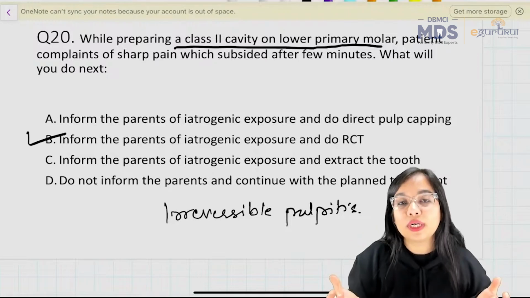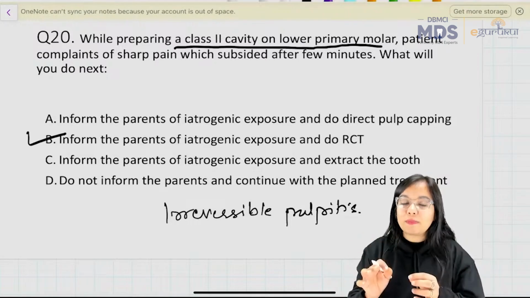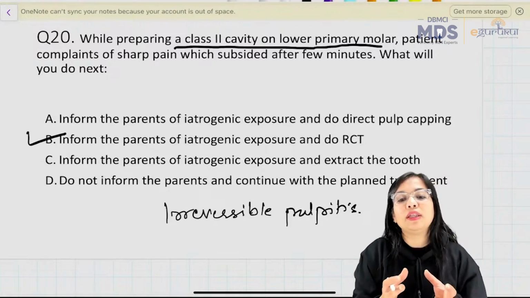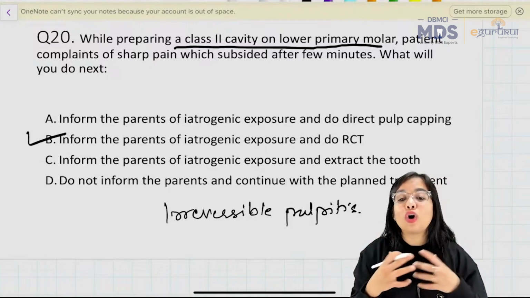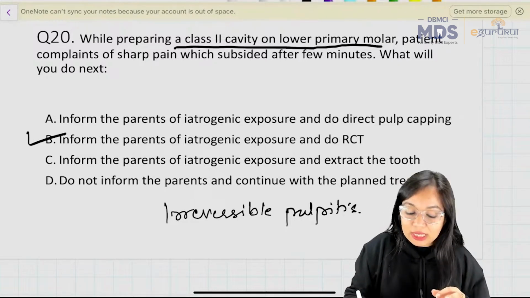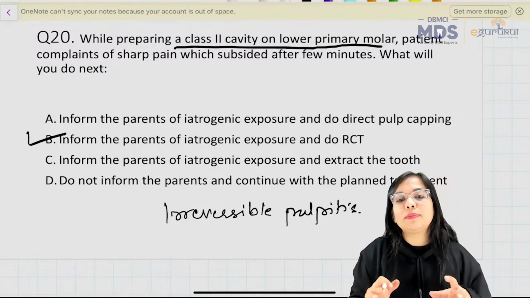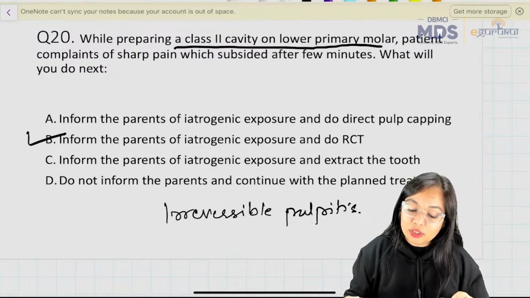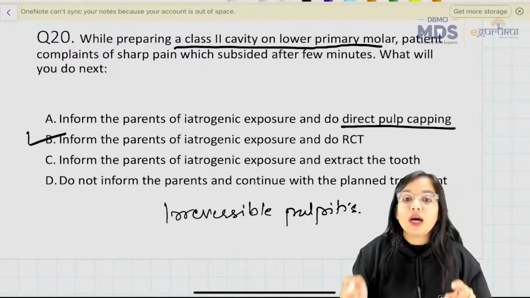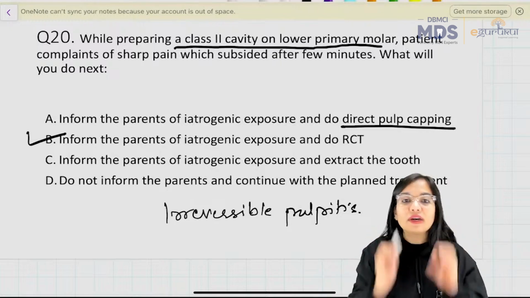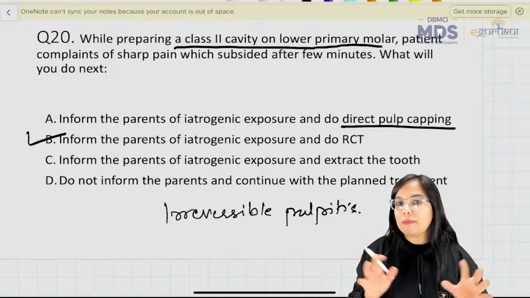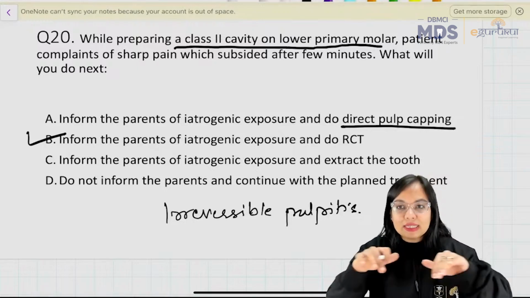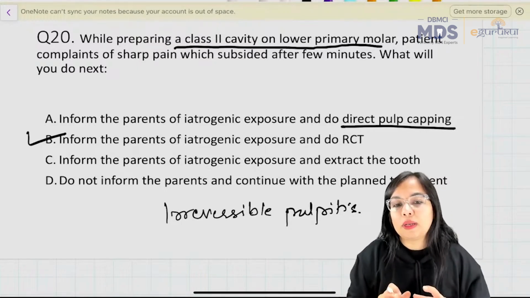Here pulpotomy, though it will be ideal because it has just pained and subsided, so we can assume that only the coronal part of the pulp would be inflamed. But since pulpotomy is not given in the option, we will consider a root canal treatment or a pulpectomy as the correct answer, because of the option: inform the parents of iatrogenic exposure and do direct pulp capping. A condition of direct pulp capping will never elicit sharp pain. So direct pulp capping is a complete no-no, because sharp pain means the pulp is more extensively inflamed, at least the coronal part of the pulp is involved.